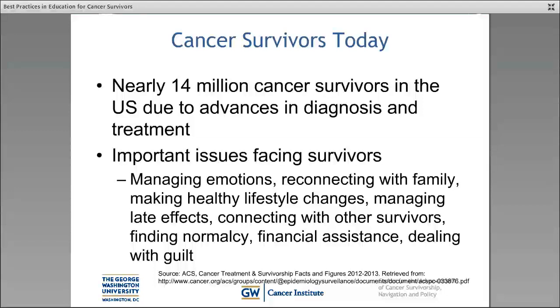So to review the importance of addressing the needs of this population, there are nearly 14 million cancer survivors in the U.S. And this is as of January 2012, and it's estimated that as of 2022, there will be 18 million cancer survivors. So with advances in early diagnosis and treatment leading to this growing population, it's important that we are addressing the needs of survivors through clinical and educational programs. As you can see, there are many issues facing survivors as they complete treatment. The transition off of active treatment can be an overwhelming time, and these issues and others may cause high levels of distress for cancer survivors.